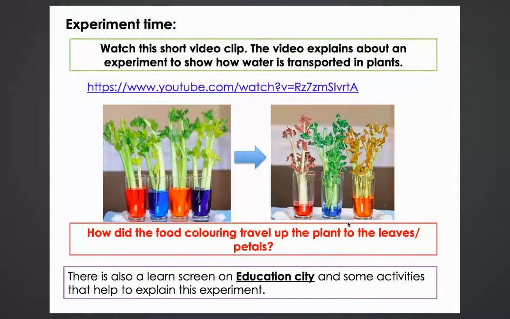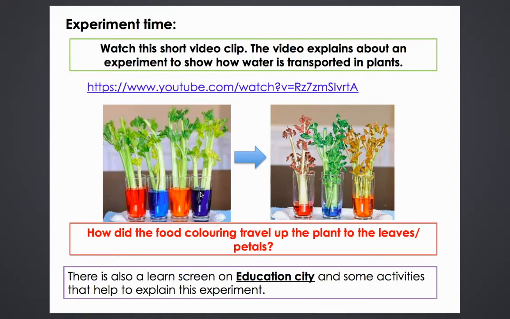Okay, next thing I would like you to do, and this is all about a little experiment. We would have done this experiment in school, but unfortunately we're not all together in school, so I thought it would be just as good to watch the experiment. In this YouTube video, you will see two ladies talking about how water is transported through the plant. And they do a little experiment to show how. You can see how it's transported.